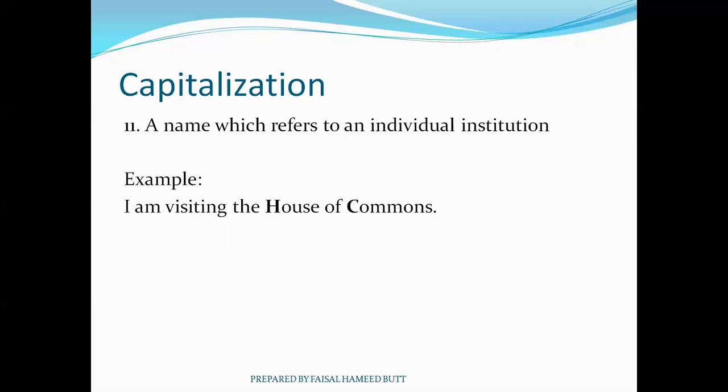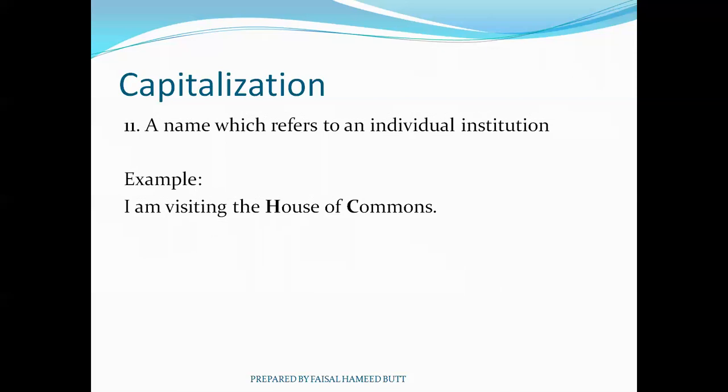Okay, next, a name which refers to an individual institution. Names of different individual institutions will also be written with a capital letter. Like we have National Assembly, like we have Chamber of Commerce, like we have Senate, we have provincial assemblies. So these are individual institutions. So we will write their names with a capital letter. I'm visiting the House of Commons. Remember here, House of Commons. So of is not written with a capital letter. It is written with a small letter. House, H is capital and Commons, C is capital.